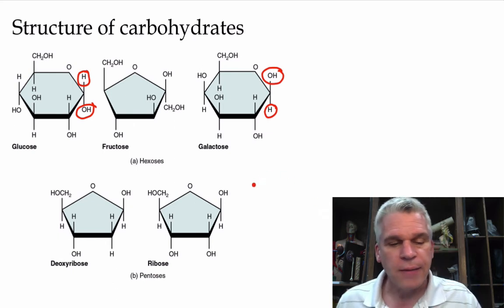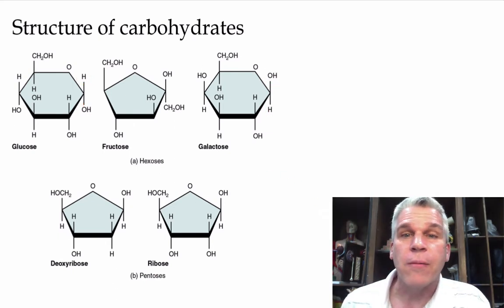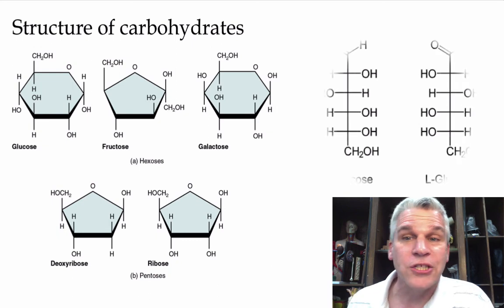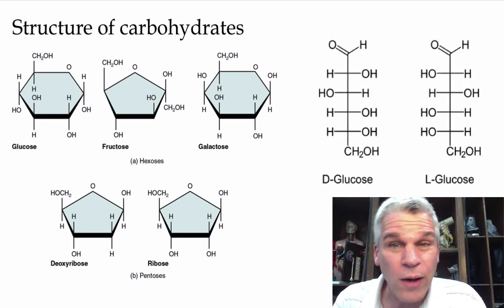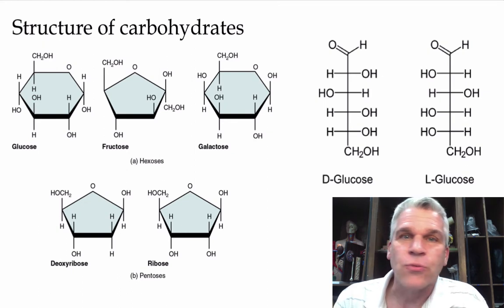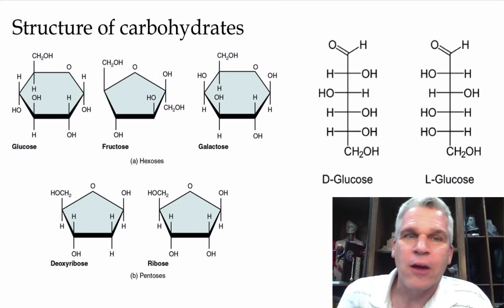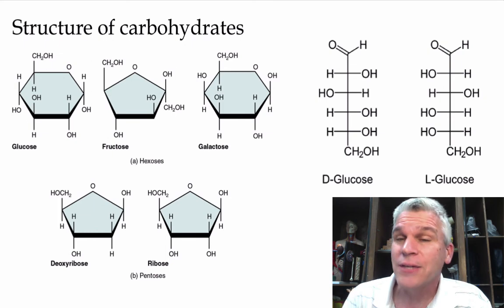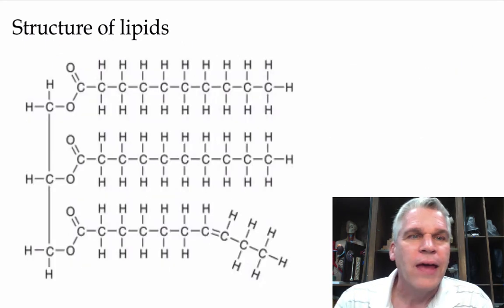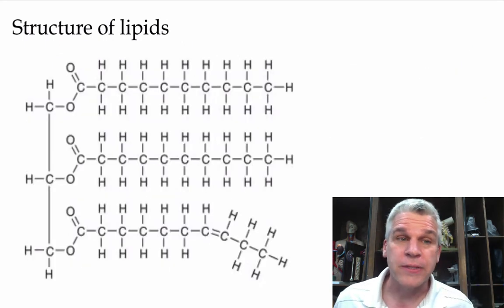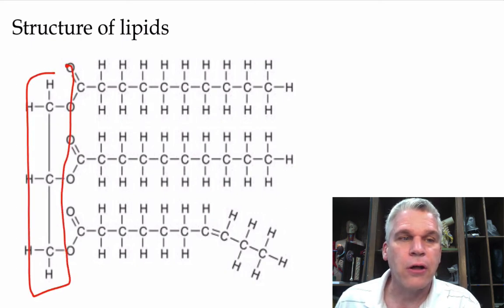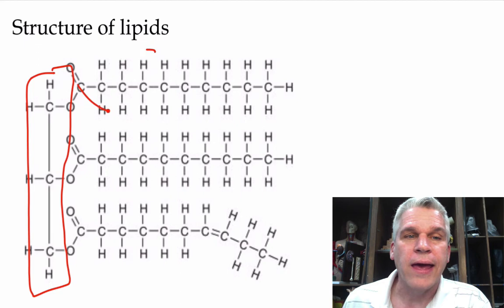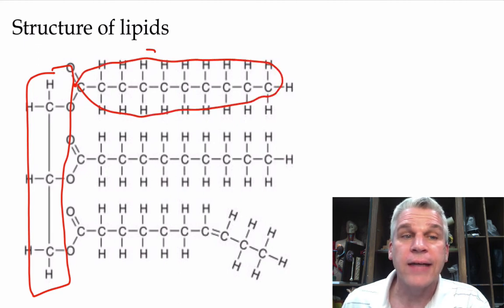Now, sometimes we can see carbohydrates in what's known as a straight chain form. So here's a couple different types of glucose molecules as well, not in its ring structure. So keep in mind that carbohydrates can take either one of these shapes, but they tend to have the same function. And then we have lipids. Lipids are made up of carbons, hydrogens, and oxygen. We have the glycerol portion, and then we have the fatty acid portions.